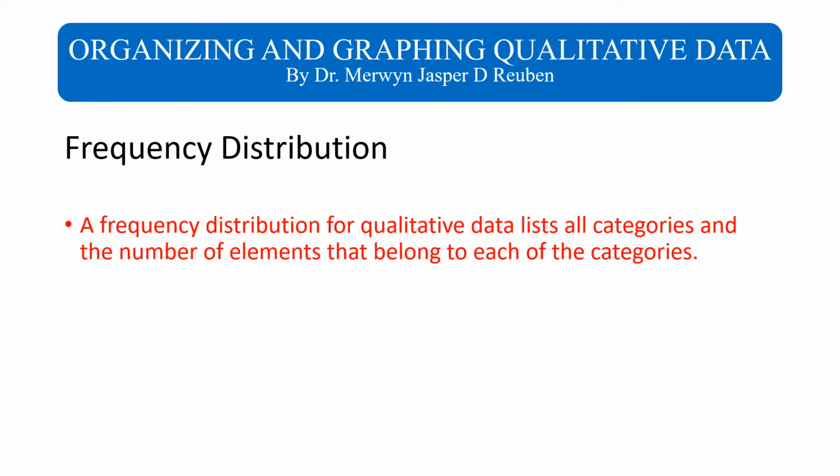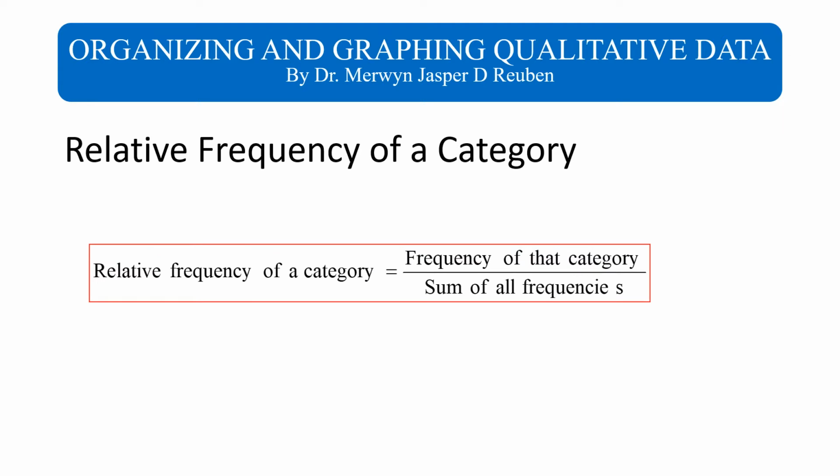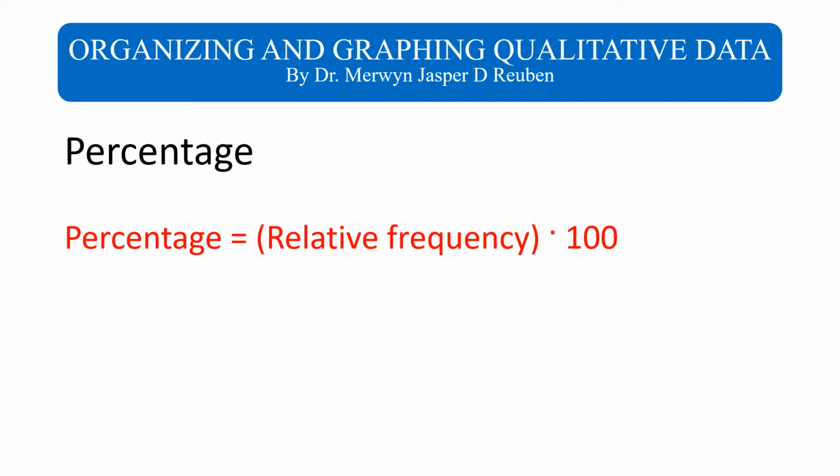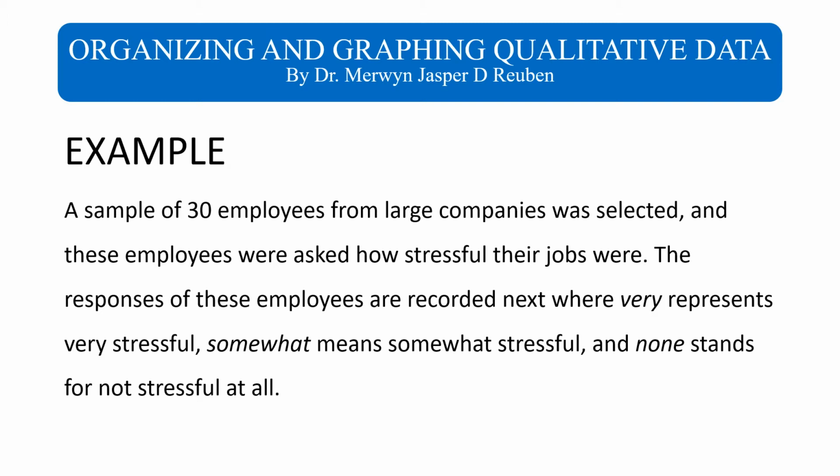A frequency distribution for qualitative data lists all categories and the number of elements that belong to each of the categories. Relative frequency of a category is equal to the frequency of the category divided by the sum of all the frequencies. Percentage is equal to relative frequency times 100. So let's learn how to organize and graph qualitative data with an example.